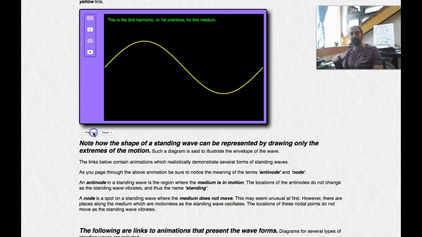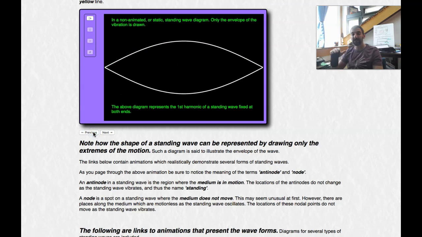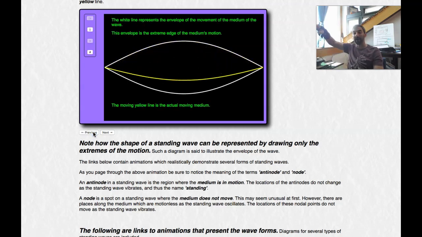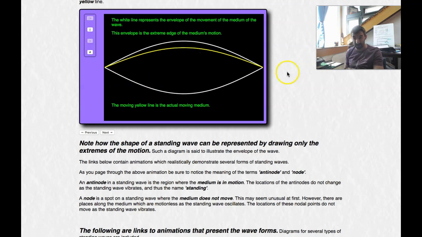So I go all the way back. Look how slow this one oscillates. This is our first harmonic and only one constructive or destructive interference spot. I'm sorry, one constructive, two destructive interference spots. But this is a half of a wave.